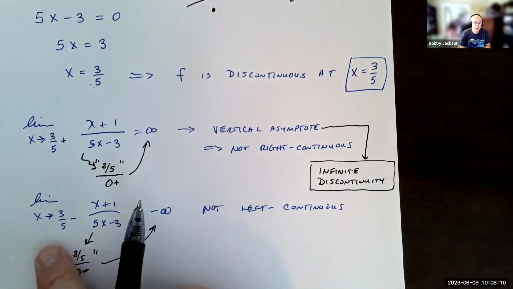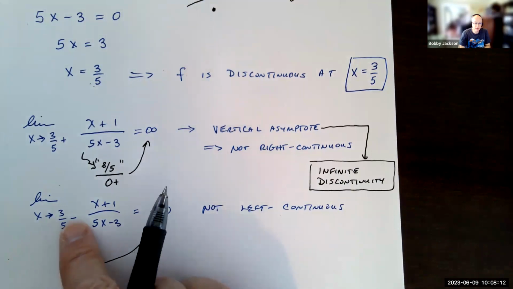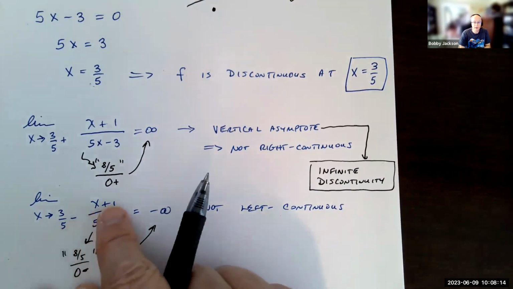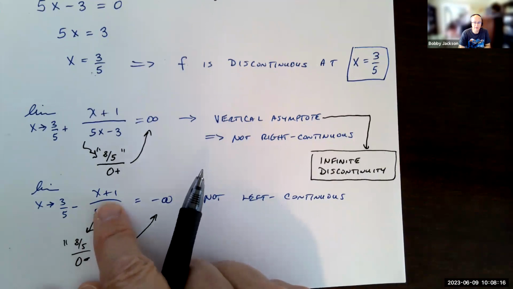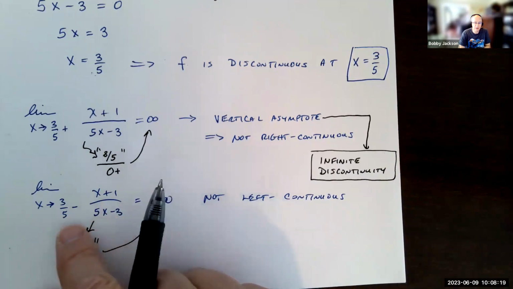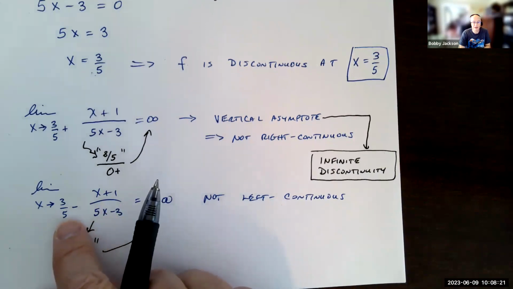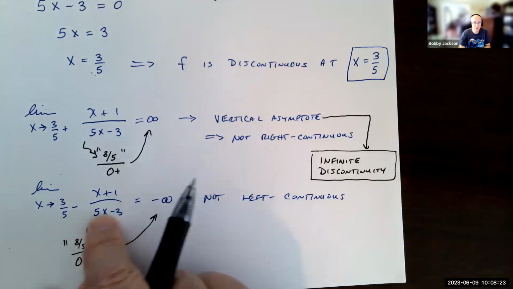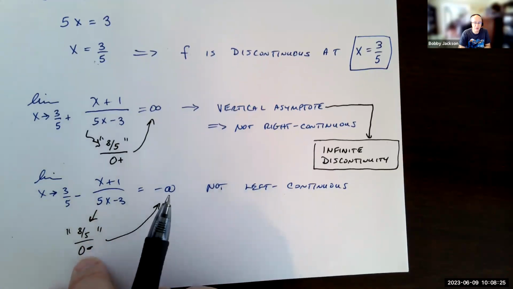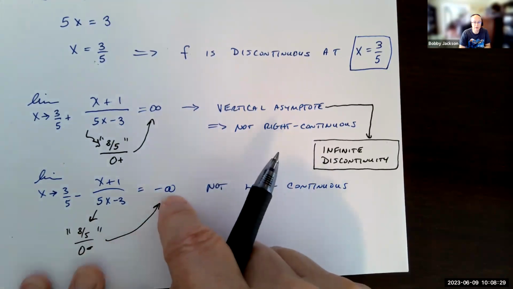If we look at the limit as we approach 3/5 from the negative side, the same thing happens. Up top we get 8/5. The bottom we're getting 0 again, but this time, since we're approaching for values less than 3/5, this difference 5x minus 3 is now always negative. So a positive divided by a negative means this expression is going to negative infinity.